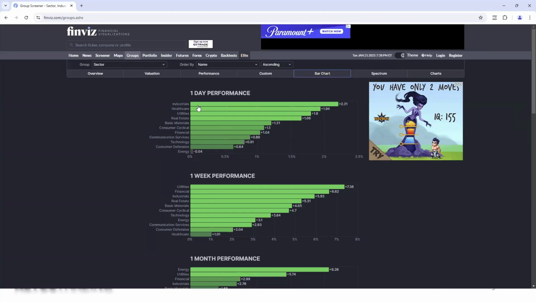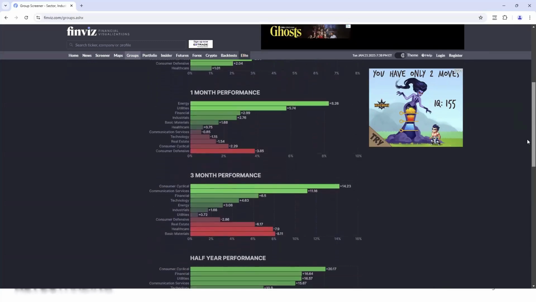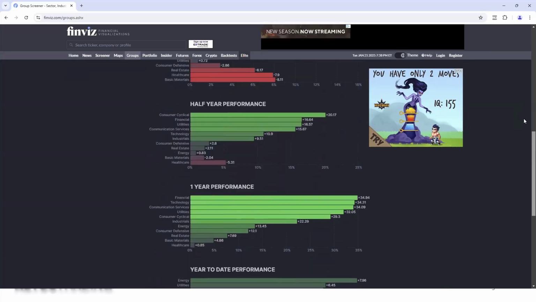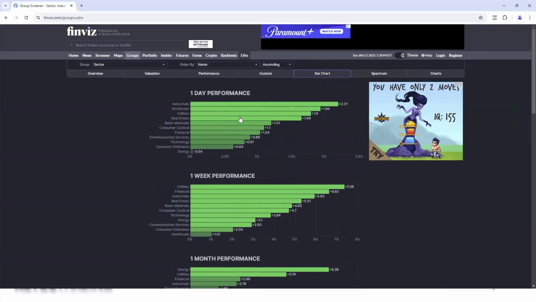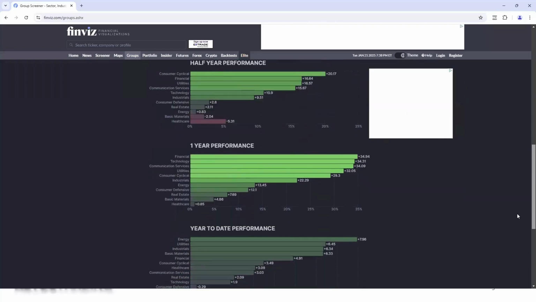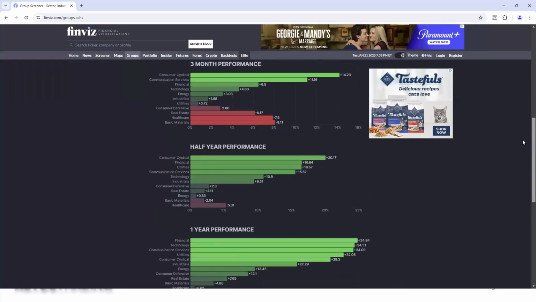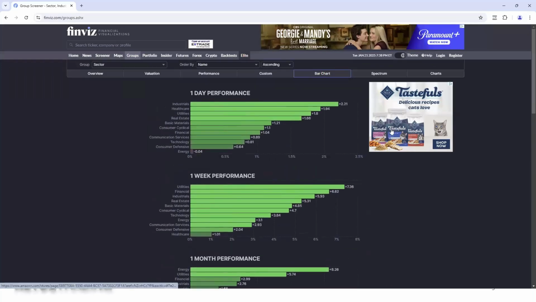But the nice thing about this is it allows you to see the sector performance over different time intervals. So you can see today's performance, over the past week, month, 3 months, 6 months, and year, and then of course year to date. So you can get a better idea of the sector performance trend. This is also a valuable tool that you can use when you're making trading decisions.